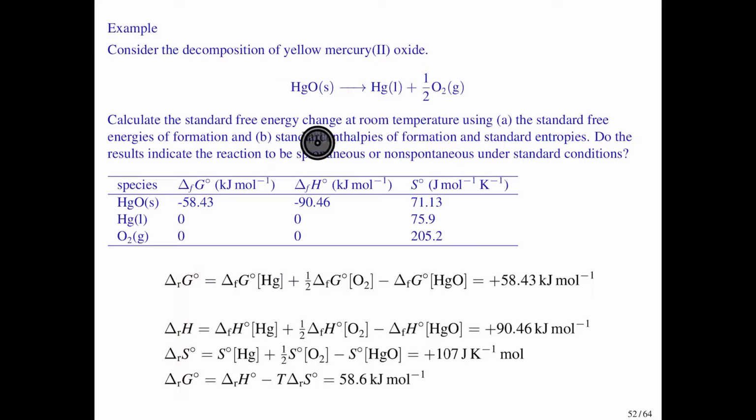In the second part, B, they want us to first calculate delta H using the methods that we've already talked about, and delta S using the methods that we've already talked about in the last video. You calculate those, and then you plug in the delta H and the delta S values here, along with the temperature, which we'll take to be 298 Kelvin in this example, and we get a value of 58.6 kilojoules per mole. And we'll see that they are pretty close to one another. So those numbers should agree fairly well when you use these two different methods.